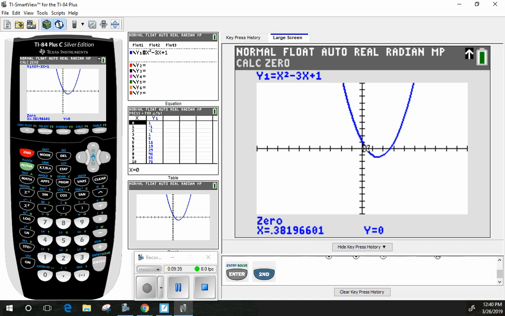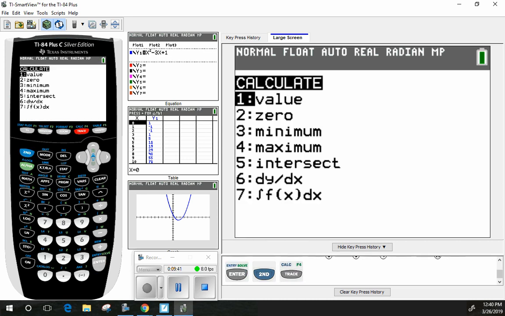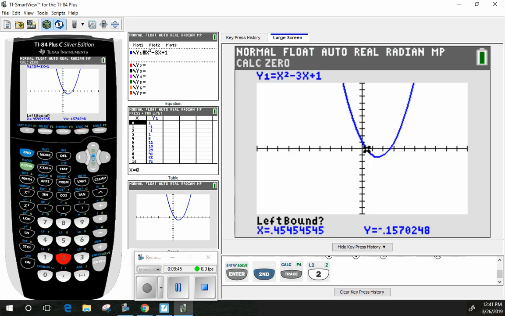So we're going to go second calc. We're starting over. We're going to find the 0 of the function. So that's the second choice. I'll press 2 there. And I need to make sure that I am not hugging both, right? So I don't want to be so far to the left that I'm hugging both, because then it'll never find the second one. It'll stop at the first one. Okay, so I want to make sure that I'm close but to the left. And I can hit enter right about there.